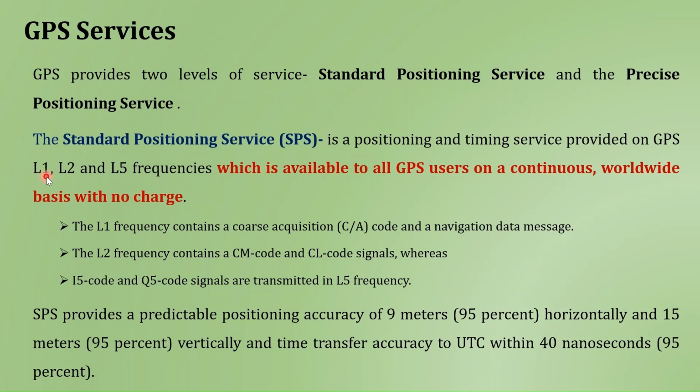And this L1 frequency contains a coarse acquisition code and the navigation data message. The L2 frequency contains a CM code and the CL code signal, while in the L5 frequency we have the I5 code and the Q5 code signals. And this standard positioning service provides an accuracy of 9 meters with 95% accuracy horizontally and 15 meters with 95% accuracy vertically, and a time transfer accuracy to UTC within 40 nanoseconds, also at 95%.